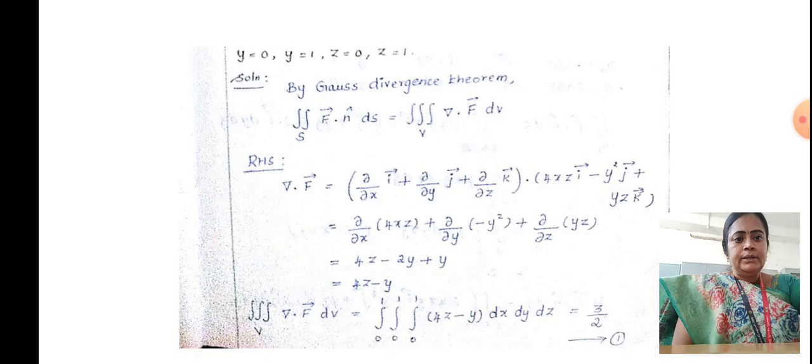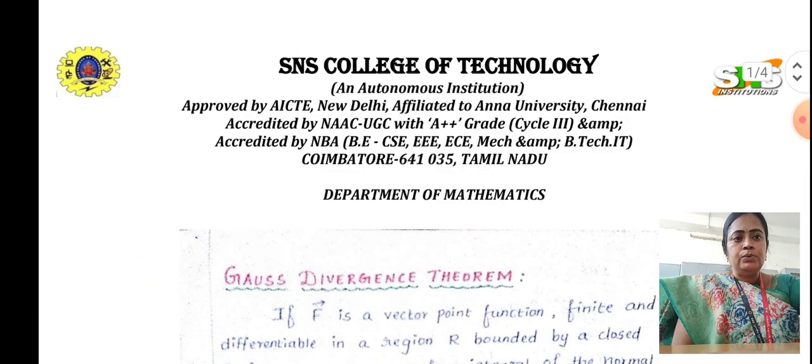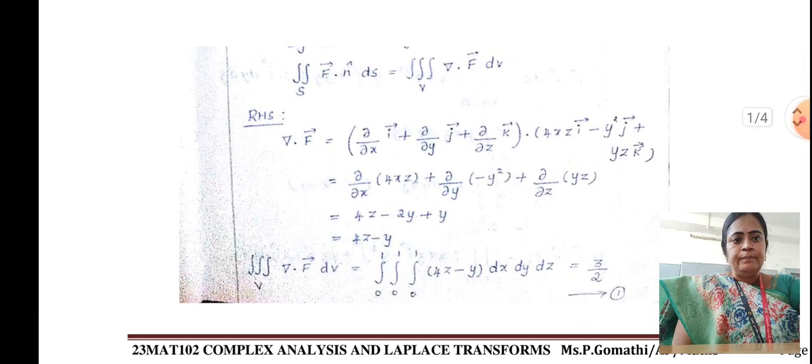When you integrate this with respect to x, you get 4zx minus yx between the limits 0 to 1. After that you integrate with respect to y and after that you integrate with respect to z. When you substitute the limits 0 to 1 for x, y and z, you get the answer to be 3 by 2. So 3 by 2 is our right hand side solution.